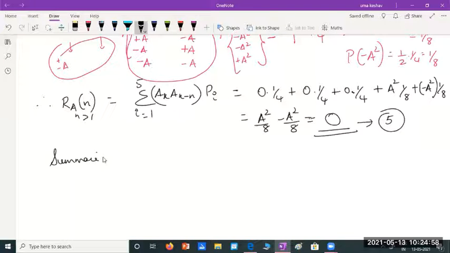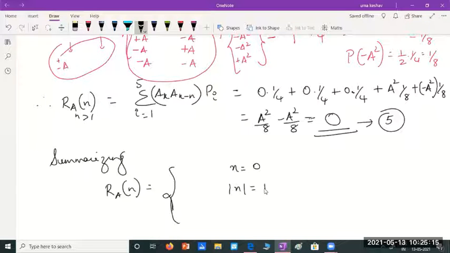Summarizing, the autocorrelation function RA of n takes the values. We have 3 different cases. For n is equal to 0, and let me say for n is equal to 1, which means plus or minus 1 I'm going to get. That's why I put a modulus. And then for n greater than 1, any other value other than these 3, any other value of n. Here I have 3 values. This means n is equal to minus 1 and n is equal to plus 1, 2 different values.